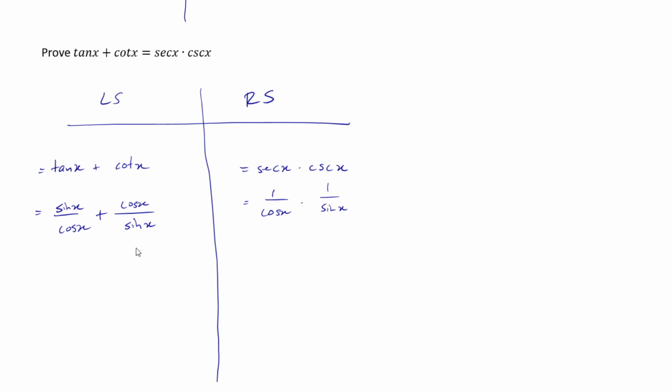Now I'm adding these two fractions, but they do not have common denominators. So I need to create a common denominator by multiplying each with a factor that will produce a common denominator. So I multiply the first fraction by sine x over sine x. And I'm going to multiply the second fraction by cos x over cos x. Note that this does not change the value of the fraction because cos x over cos x is just equal to 1, and same thing with sine x over sine x.